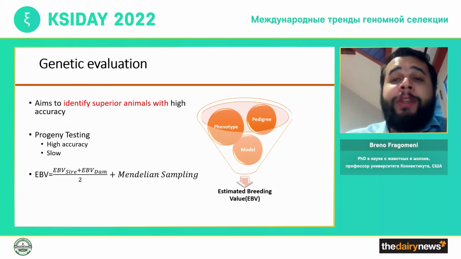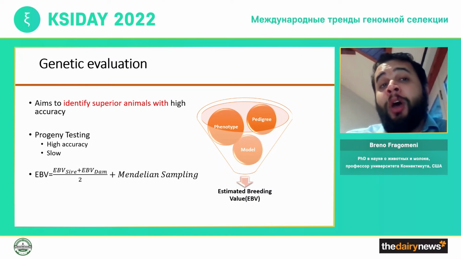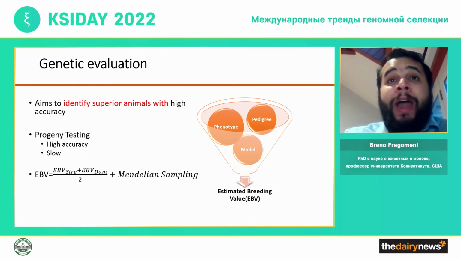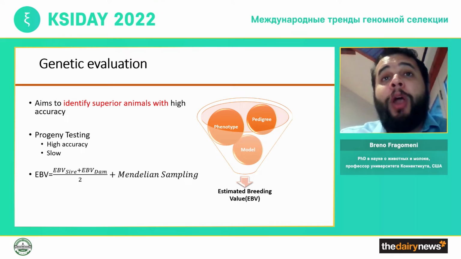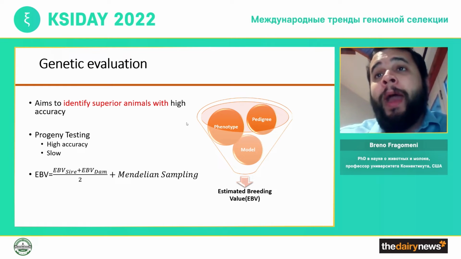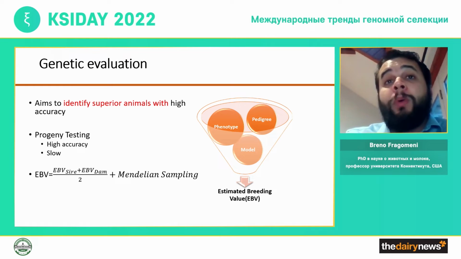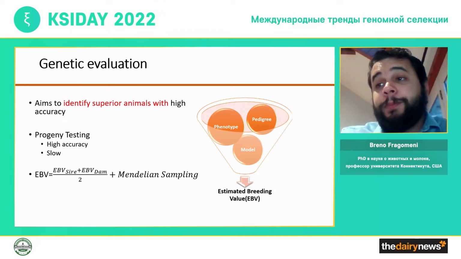That's what we call progeny testing, and that allows us to learn a lot about the Mendelian sampling, which will give us an estimated breeding value or a PTA with a high accuracy. The main problem here is that it takes a long time. And I'm going to explain in a second why this process being very slow is a big problem for us.